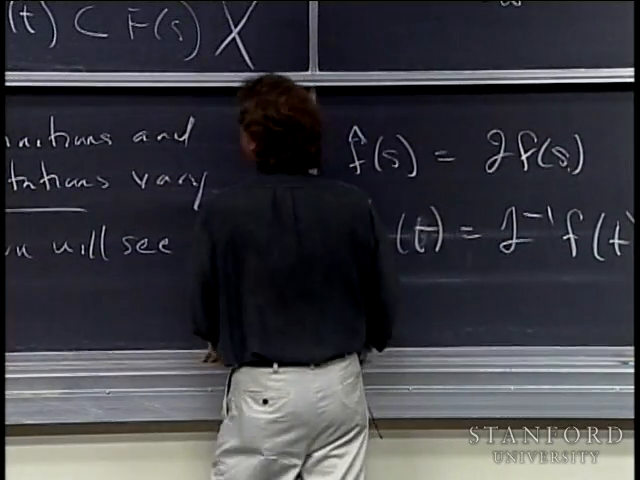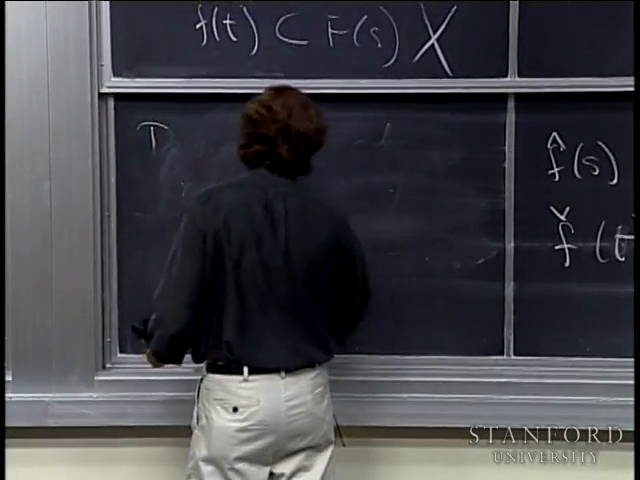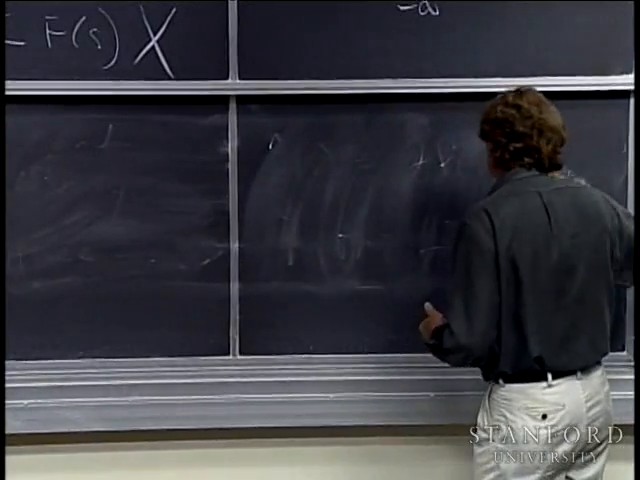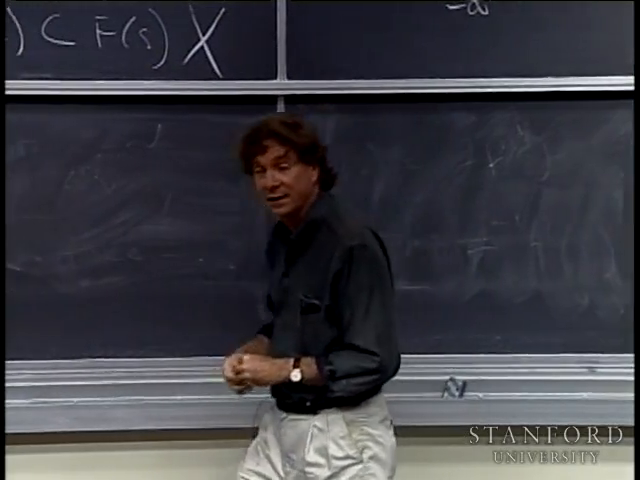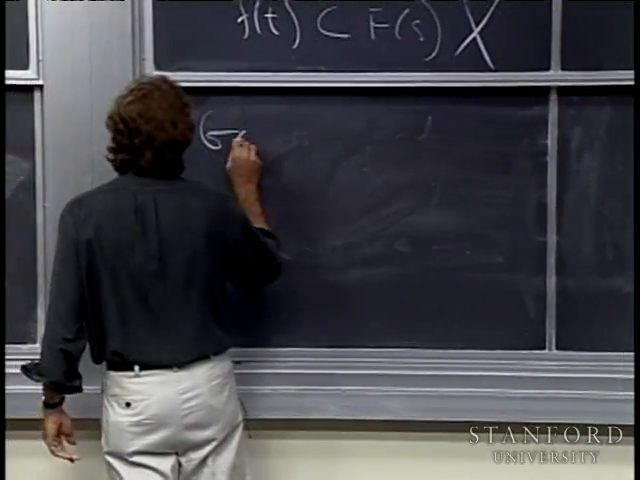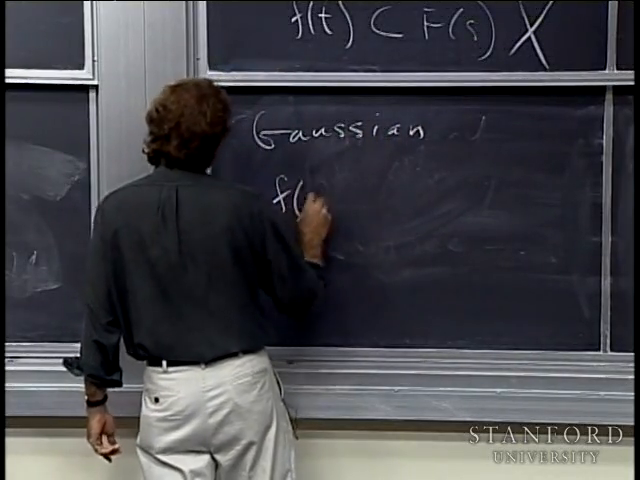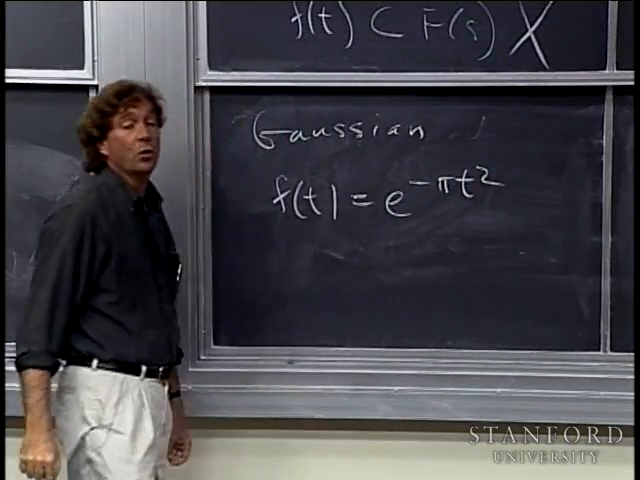That's a very important function in many applications, and it has a remarkable property with regard to the Fourier transform. So as a third example, let me do the basic Gaussian, f of t equals e to the minus pi t squared. Now again, there's a question of normalization here.